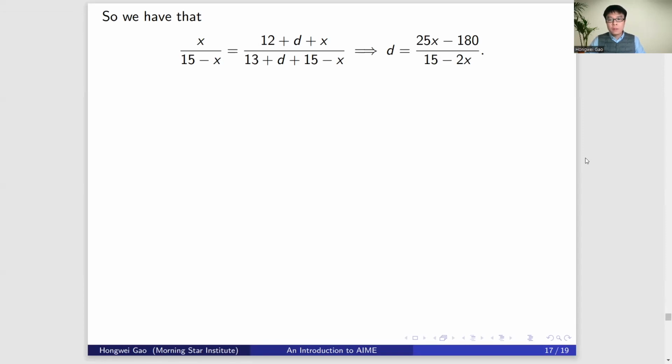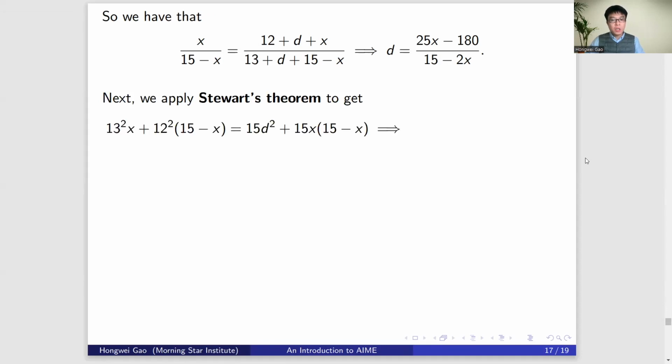So in order to solve for X, we need another equation, which simply comes from Stewart's theorem. By Stewart's theorem, we get the following equation: 13 squared times X plus 12 squared times 15 minus X equals 15 times D squared plus 15 times X times 15 minus X. Now, this simplifies to the following: 3x squared minus 40x plus 432 equals 3d squared.